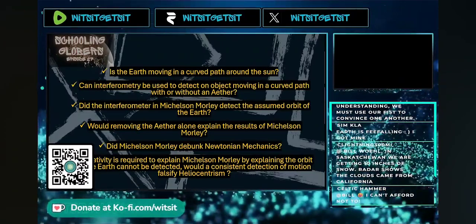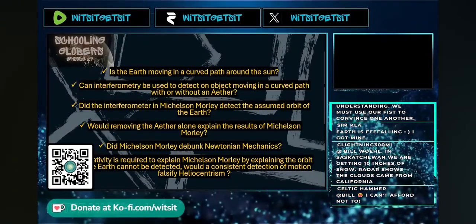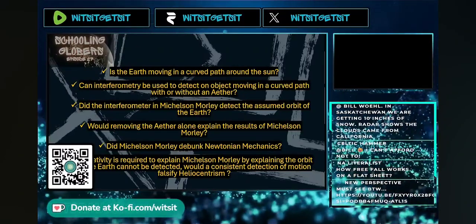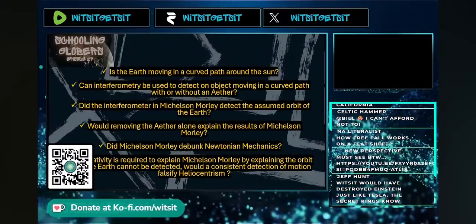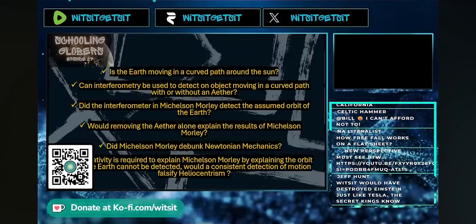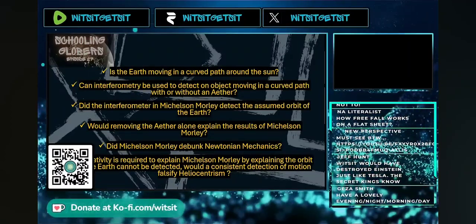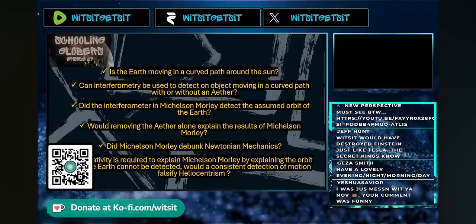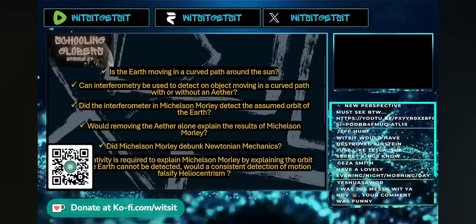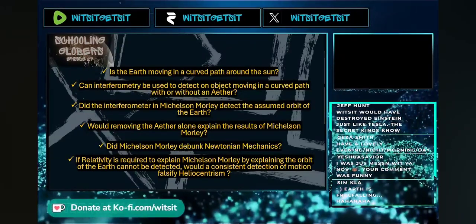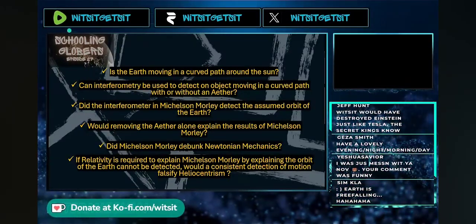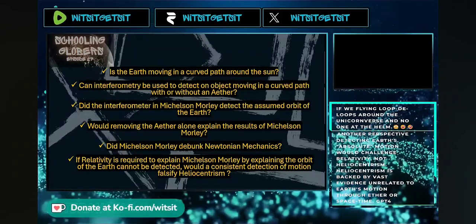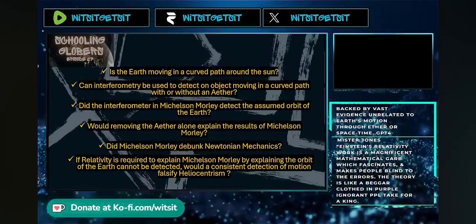Go ahead. Do the very end of that question one more time. If relativity is required to explain Michelson-Morley by explaining that the orbit of the Earth cannot be detected, would a consistent detection of motion falsify heliocentrism? Oh, yeah, I guess so. Well, no, wouldn't it just falsify the guy that said it was undetectable? Well, no, because he's saying that it's going in a straight path and it can't be detected. So if you could consistently detect it, then I would say yeah, right? Yeah. Either it's going in a straight path or a curved path.